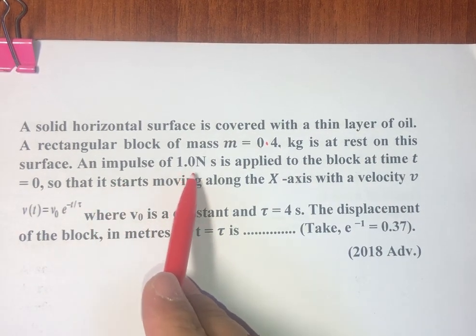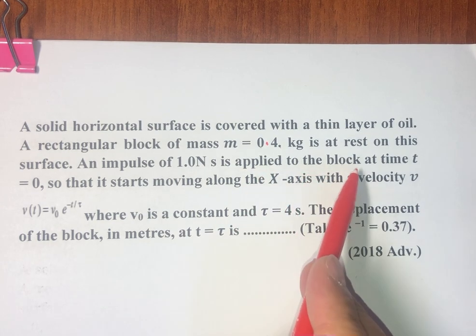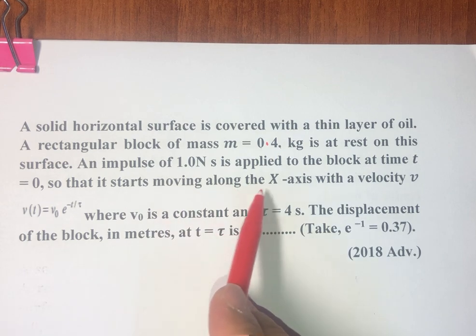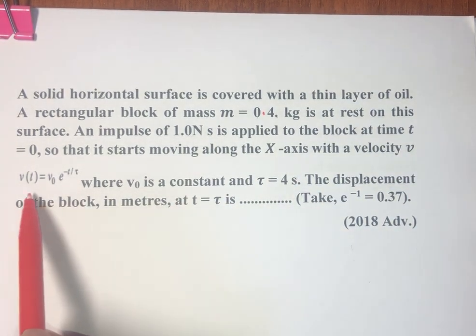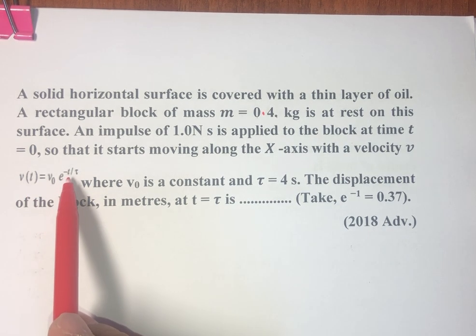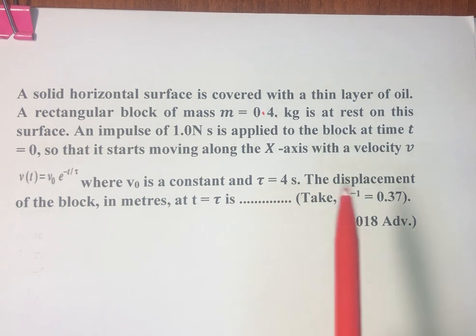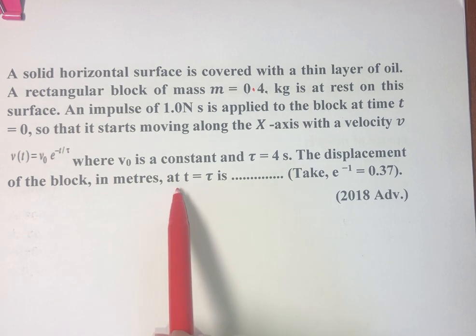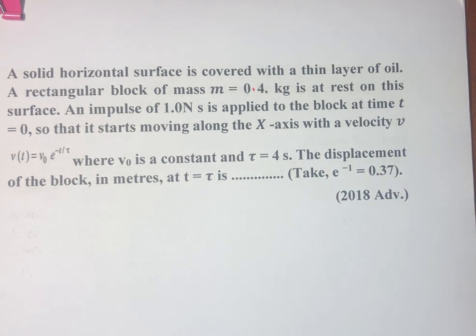An impulse of 1 Newton second is applied to the block at time t equal to 0 so that it starts moving along the x-axis with the velocity v, which is governed by the equation v(t) = v naught e raised power minus t upon tau, where v naught is a constant and tau is 4 seconds. The displacement of the block in meters at t equal to tau is what we have to find out.